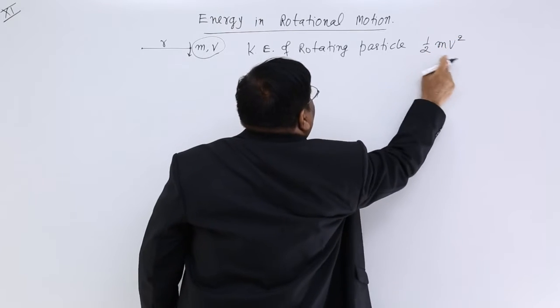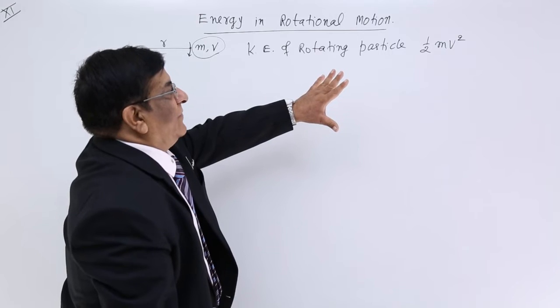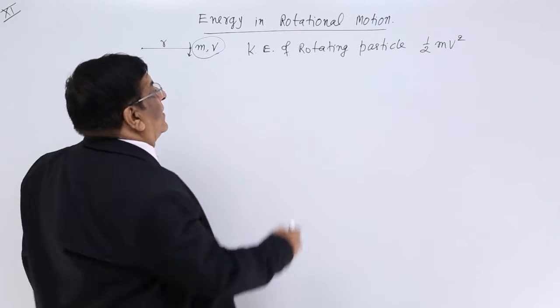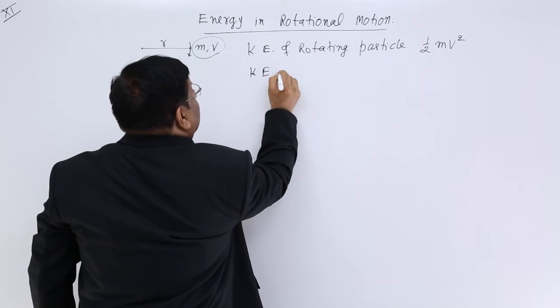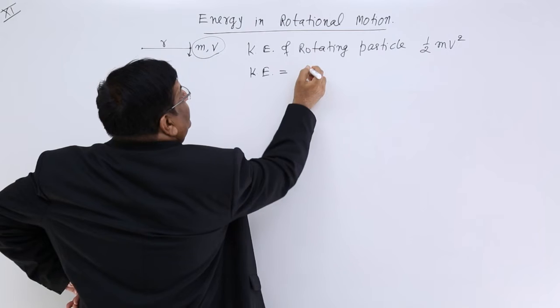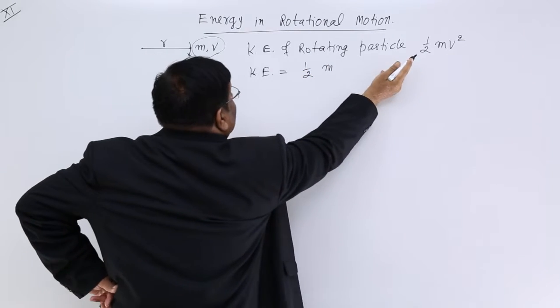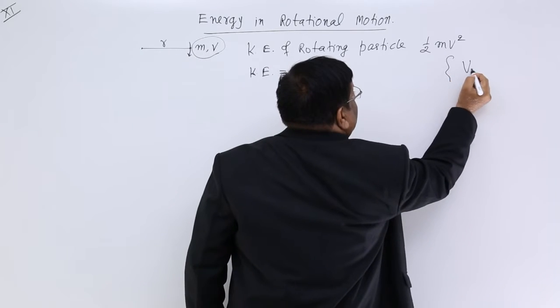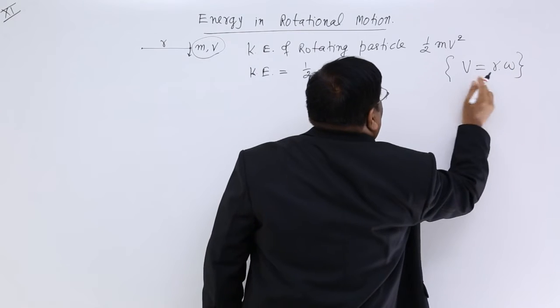We need not prove it, this is already proved. Kinetic energy of a particle is half mv square. This is linear velocity. Now, this kinetic energy, we want to convert it into rotational terms. So, here we write it this way, half m. v is equal to r omega. We know that linear velocity v is equal to radius into angular velocity.